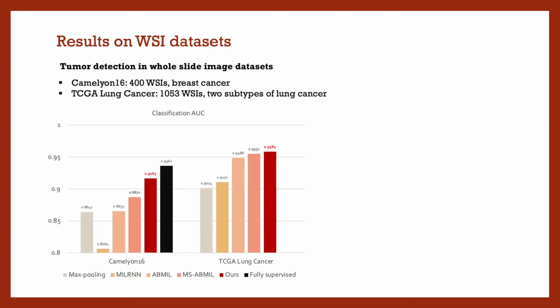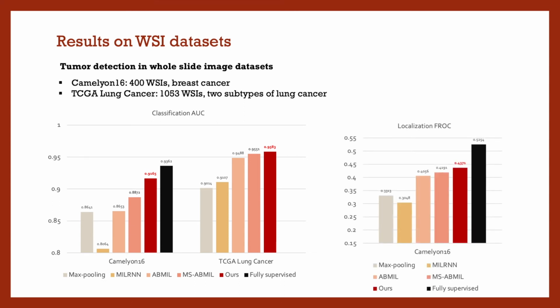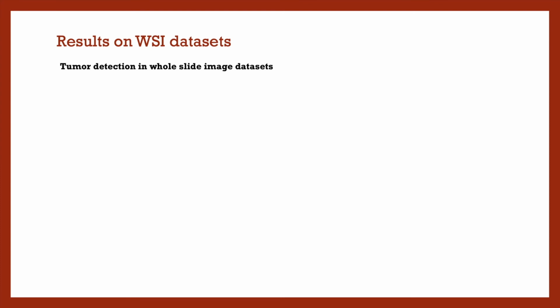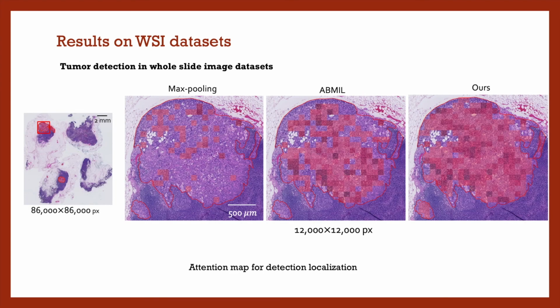We compare our method to several recent models. The classification area under the curve and the free-response receiver operating characteristic show that our method outperforms previous state-of-the-art methods by an average of 2%. We further visualize the attention maps generated by the models. Our model performs better in delineating tumor regions in whole slide images.